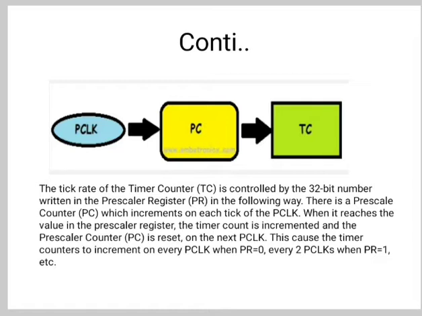way. There is a prescale counter, that is PC, which increments on each tick of the PCLK. When it reaches the value in the prescale register, the timer counter is incremented and the prescaler counter is reset on the next PCLK. This causes the timer counter to increment on every PCLK when PR is 0 and every 2 PCLKs when PR is 1, etc.